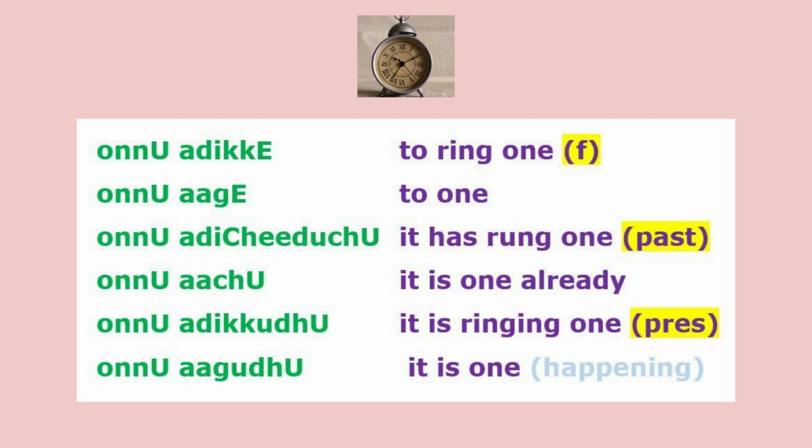And if you're talking about past tense, you'll say one adichiduchu, or you'll say one aachu. Adichiduchu means it has struck one, it has rung one. One aachu, one happened. So you say it is one, it has rung one. And if you want to talk about present tense, you'll say one adikkudhu. That is, it's 1 o'clock. You ask somebody, what time is it?